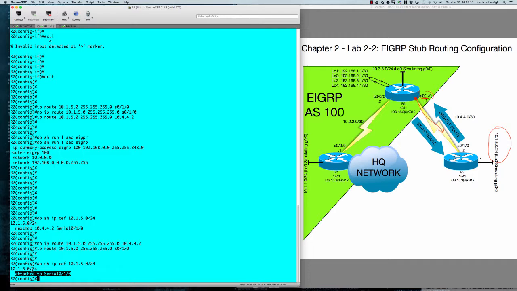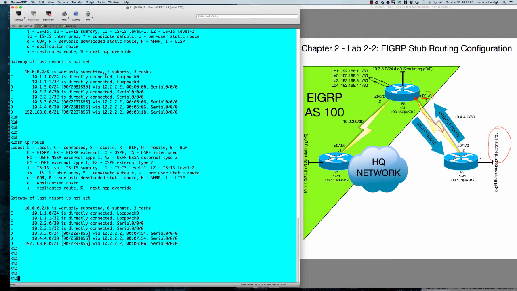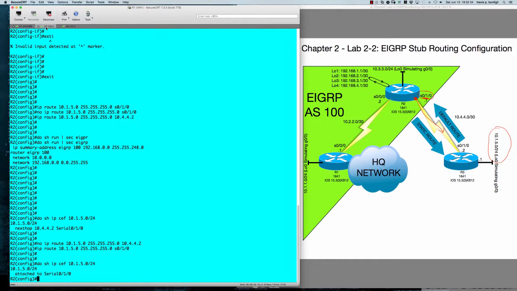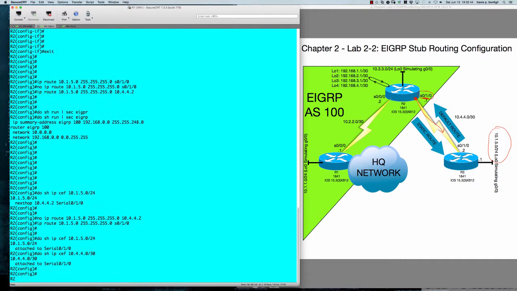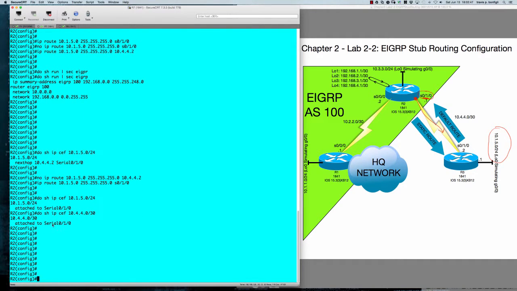So this is normal EIGRP behavior, right? Because aren't we seeing the network on router 1 here? Are we seeing the 10.4.4.0/30? Well, we have an interface here that's directly connected. So if I were to say do show ip cef 10.4.4.0/30, how does it represent that route? And you're right, if you guessed that it was going to represent it the exact same way, it does. It's directly attached. It's connected.